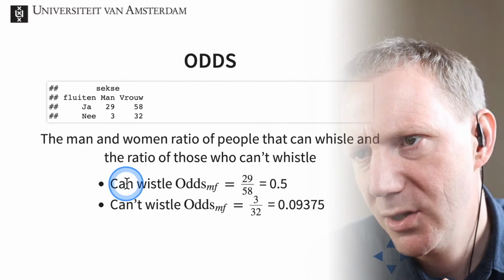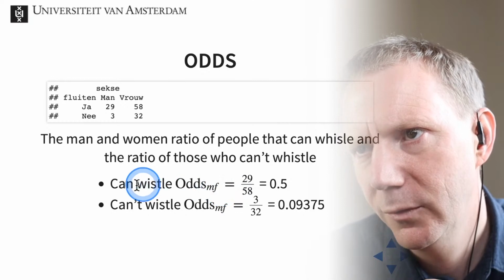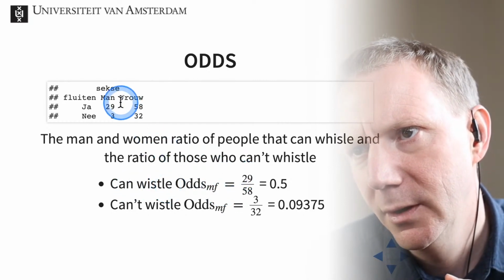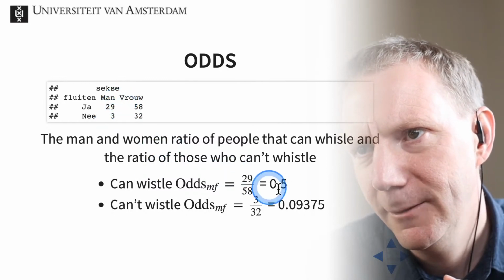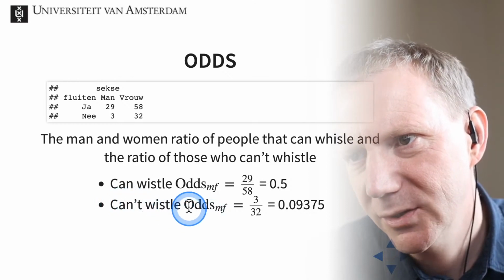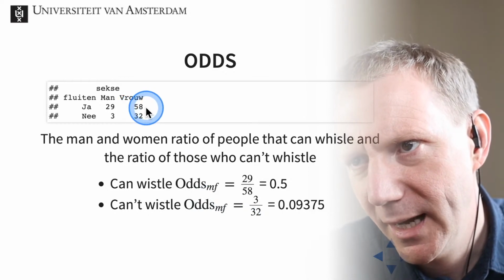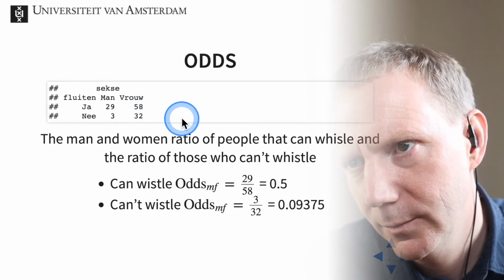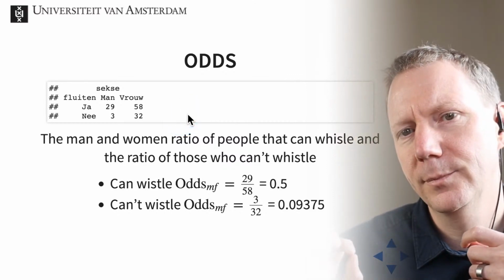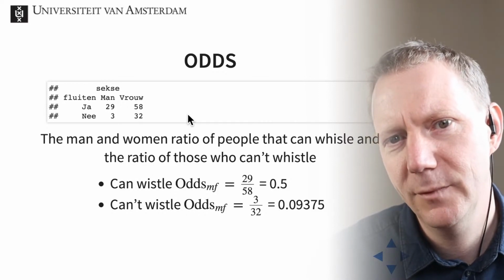So it would be the odds of being able to whistle yes or no for males. That would be a ratio of 29 to 3, and the odds for females of being able to whistle or not would be 58 to 32. So it depends on the question, it depends on what you're dividing by what. Exactly. Basically. Very good.